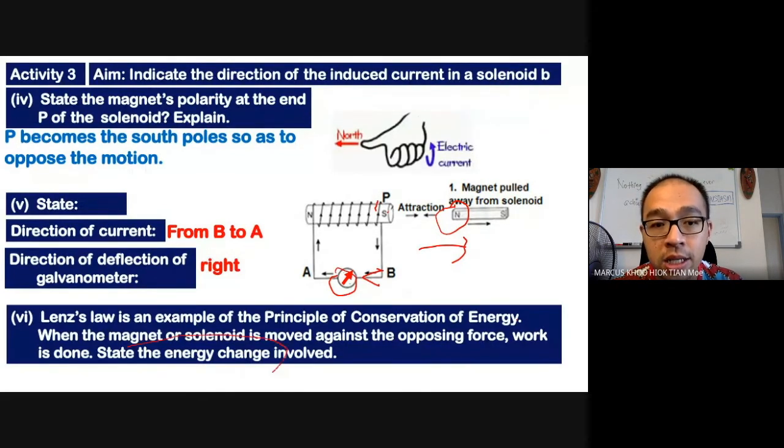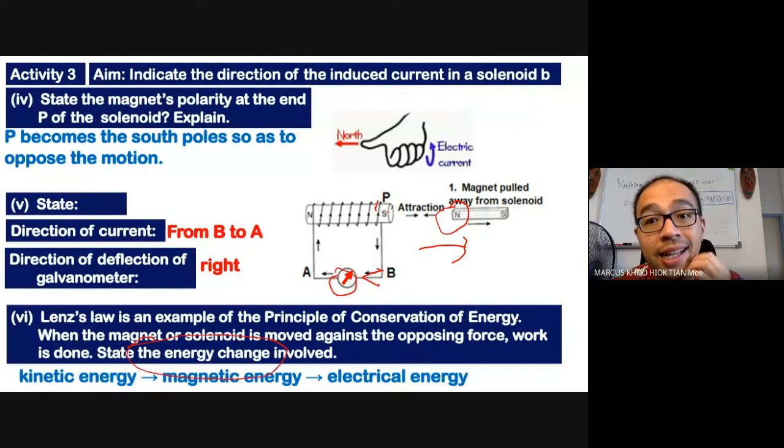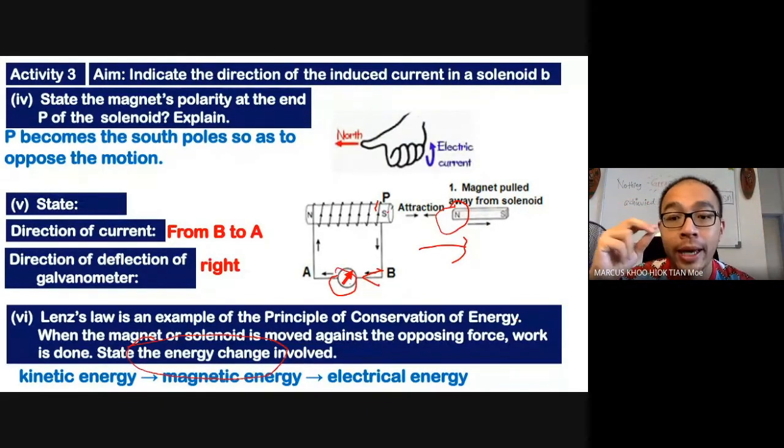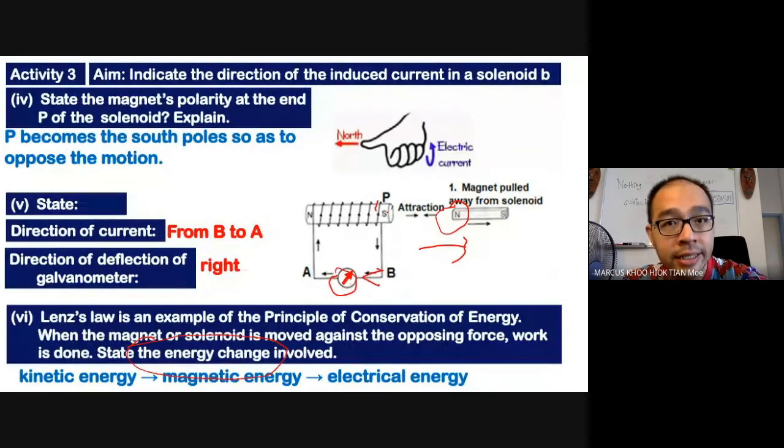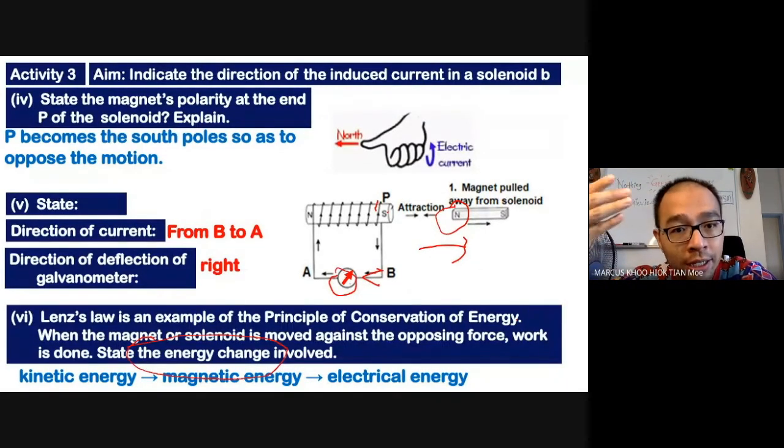So let's talk about the energy change involved. When you move a magnet, it is kinetic energy, and then it becomes magnetic energy that creates or induces an electrical energy. So this is another example of conservation of energy. In short, if you want to shortcut it, it's just kinetic energy becomes electrical energy. But the actual long form is kinetic energy produces an electromagnet. The movement will produce an electromagnet which produces the induced current, electrical energy.